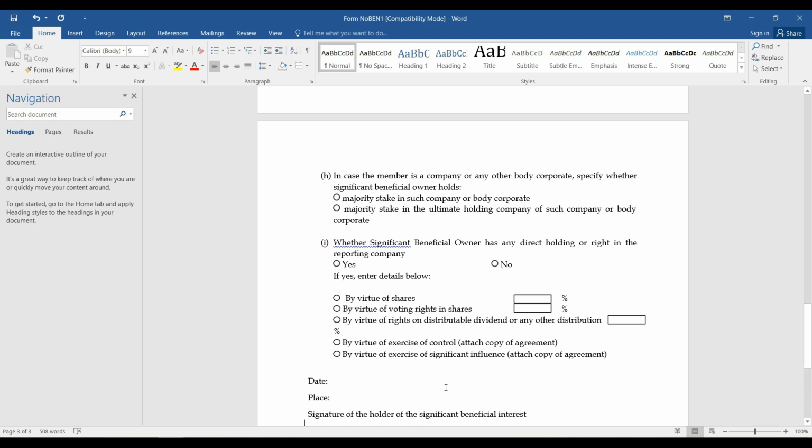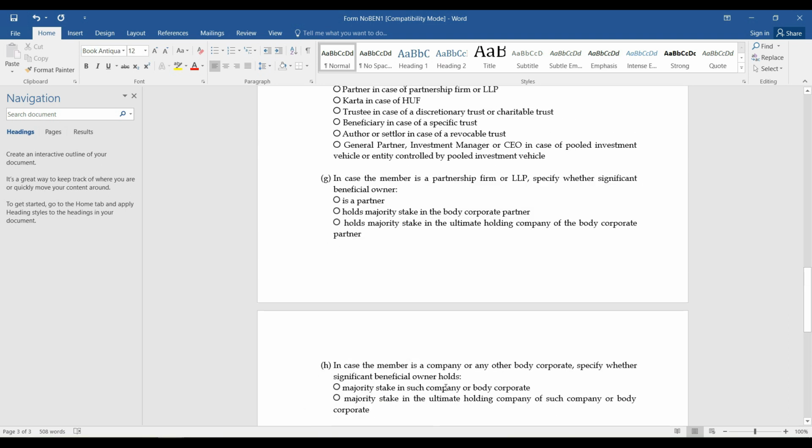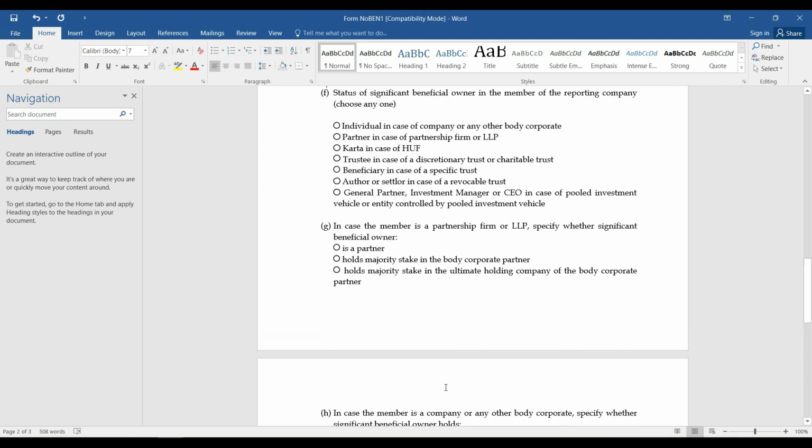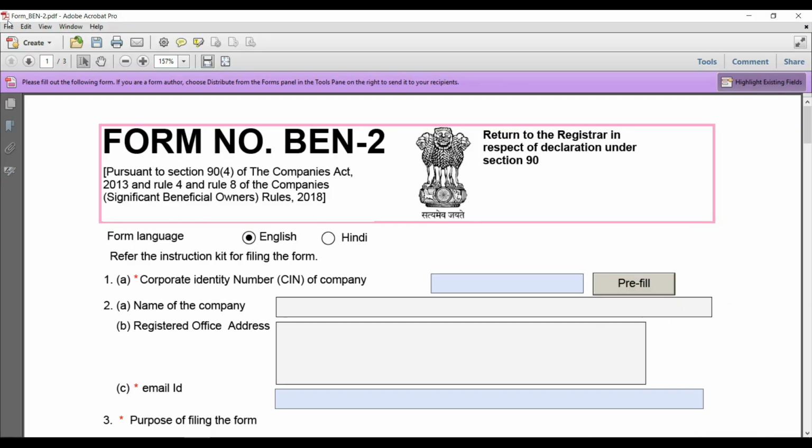Okay, you have to mention the date, place, and signing dates, and attachments like agreements if there are any. As we discussed, you have to attach the agreement in case of virtue of the exercise of control or significant influence. Okay, now we will move to the form. I will let you know how to file this form and what needs to be mentioned over there in the form.